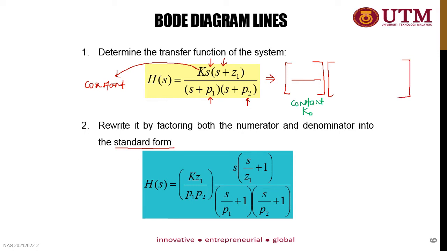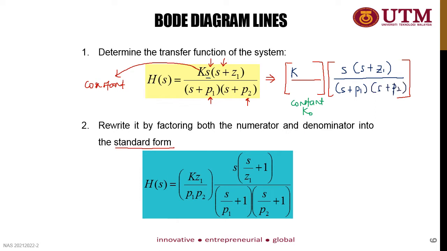Okay, so in this case you can break this example into components. The first one is the constant part, which is k. On the right hand side you have s outside the bracket, and you have s plus z1 inside the bracket as the numerator, and at the denominator you have s plus p1 and s plus p2.